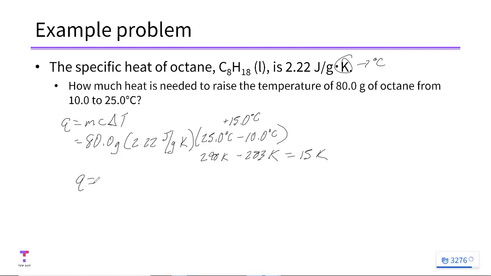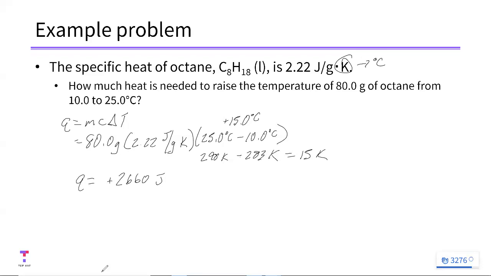So if I'm calculating my heat, 80 times 2.22 times 15.0 to 3 significant figures, I get positive 2,660 joules. And that's all that we would have to do. For this problem, this is where we would stop. We don't have to go any further with it because all it asked us was how much heat was required. And we've figured that out.